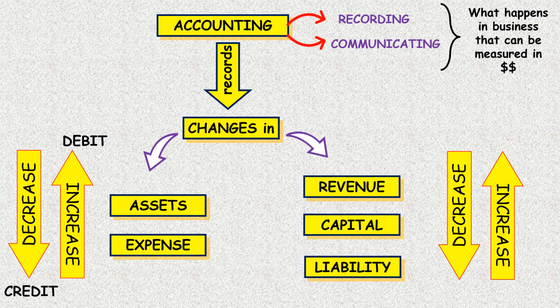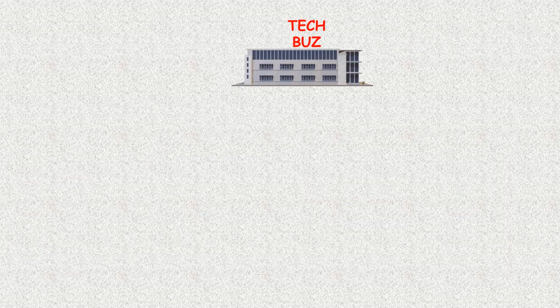Now, the best way to learn these rules is to learn only the rules for assets and expenses, which is increase is debit and decrease is credit. And tell yourself that the rule for the other 3, revenue, capital, and liability, is the opposite. So an increase will be credit and a decrease will be debit. Learn these rules and let's practice a few examples here.